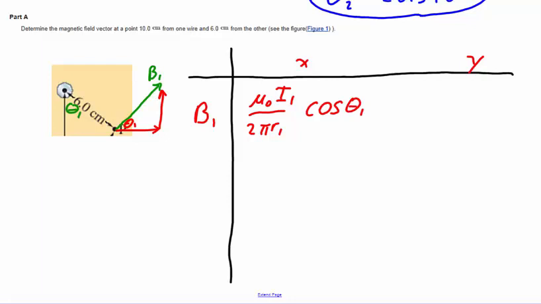Similarly, we note that B1 has a y component. Its y component is positive, and we determine this y component by taking the magnitude of the magnetic field B1 and multiplying by the sine of theta 1.